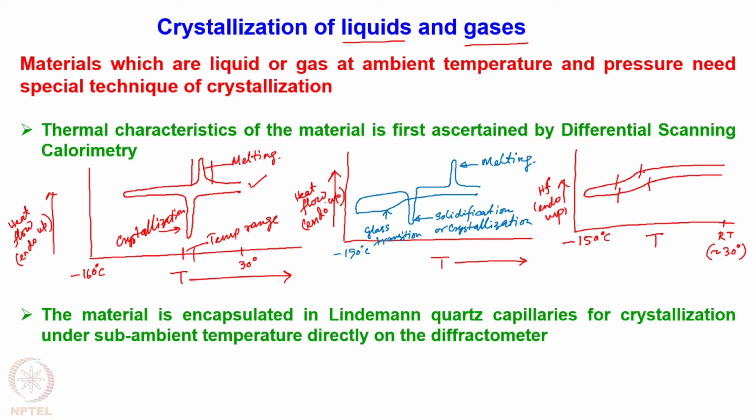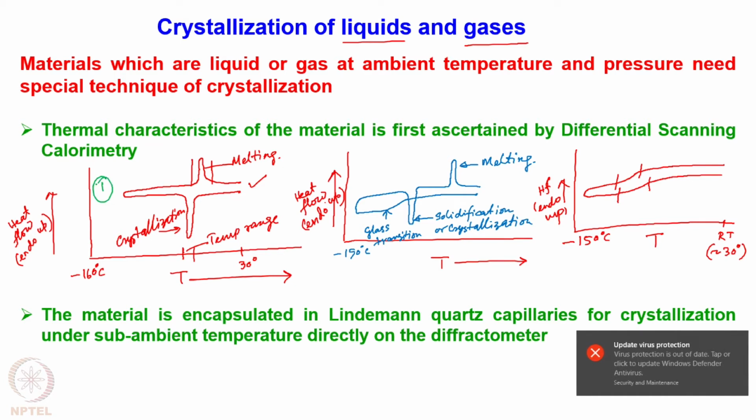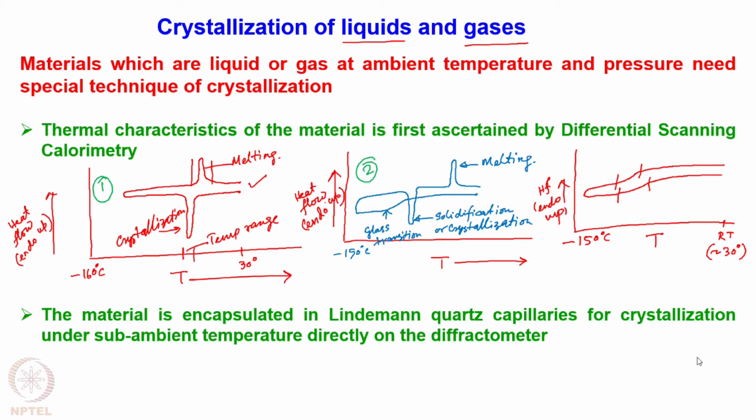So the first two types of liquids, which show some kind of crystallization behavior, the liquid of type 1 and the liquid of type 2, can be used for crystallization purposes. This particular liquid is then encapsulated in a special capillary called a Lindemann quartz capillary. You see, we are using quartz because we would like to do some heating experiment along with cooling. So we will use these Lindemann quartz capillaries for crystallization under subambient temperatures directly on the diffractometer.